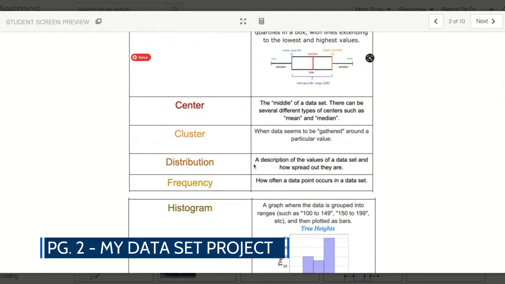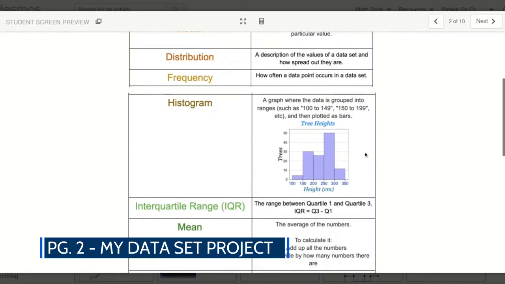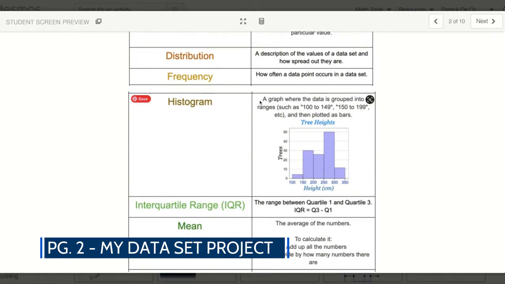Distribution. A distribution is a description of the values of a data set and how spread out they are. Frequency. A frequency is how often a data point occurs in a data set. Histogram. A histogram is a graph where the data is grouped into ranges, such as 100 to 149, like here, 150 to 199, like here, and so on. And then it's plotted as bars.